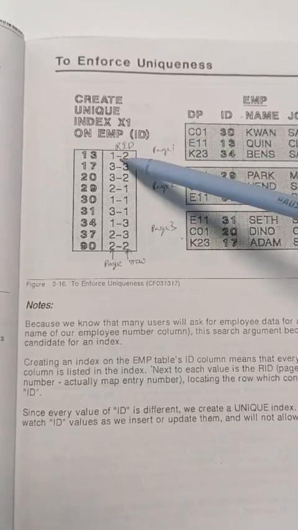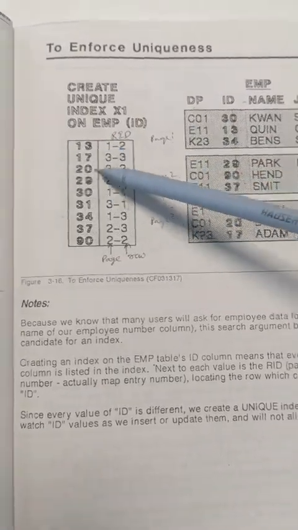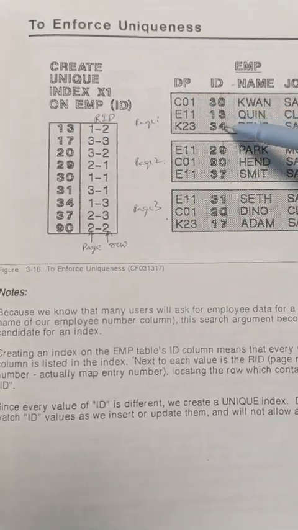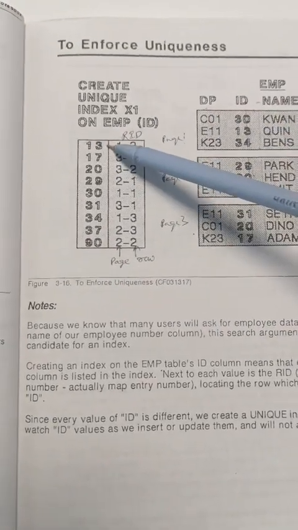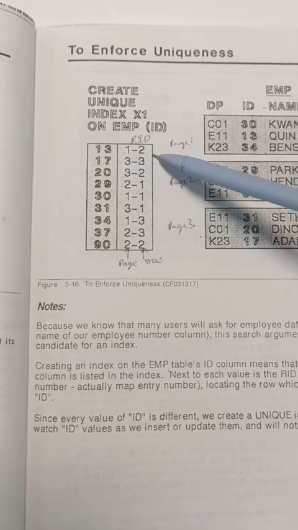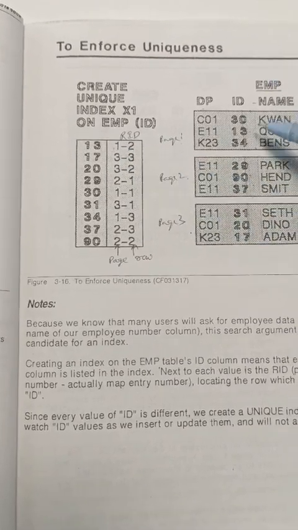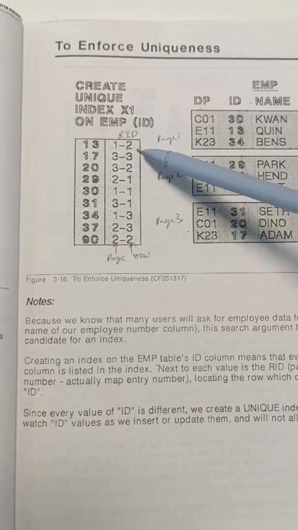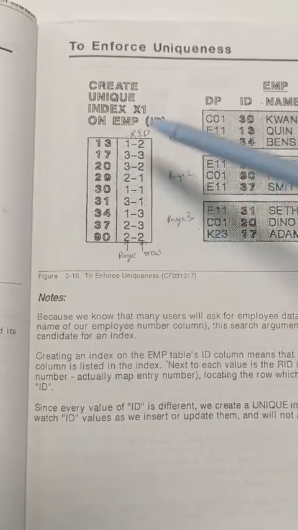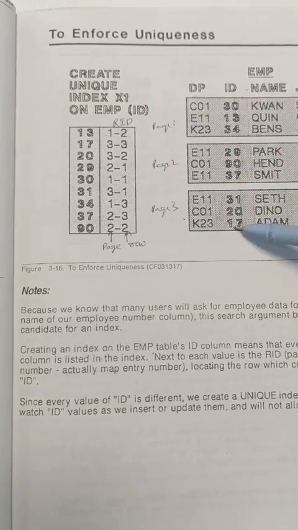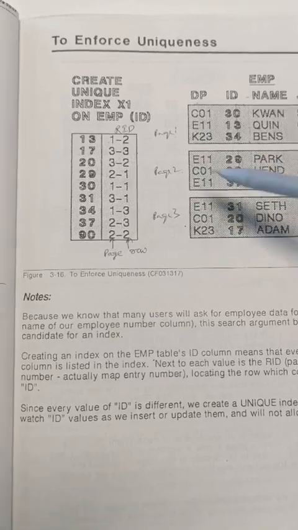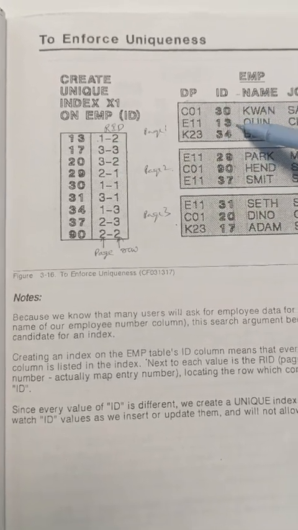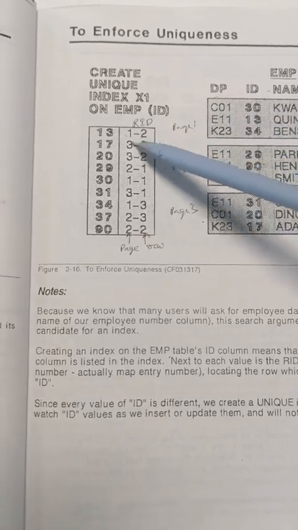So after creating a unique index, it will store this unique index table. First it stores the index entries in order, with the first entry on page 1, and it shows the row ID number. What is the row ID number? It is 2 here. Similarly for 17, you can see which page it is stored on and the row number. This is the first page, and the row is second here.